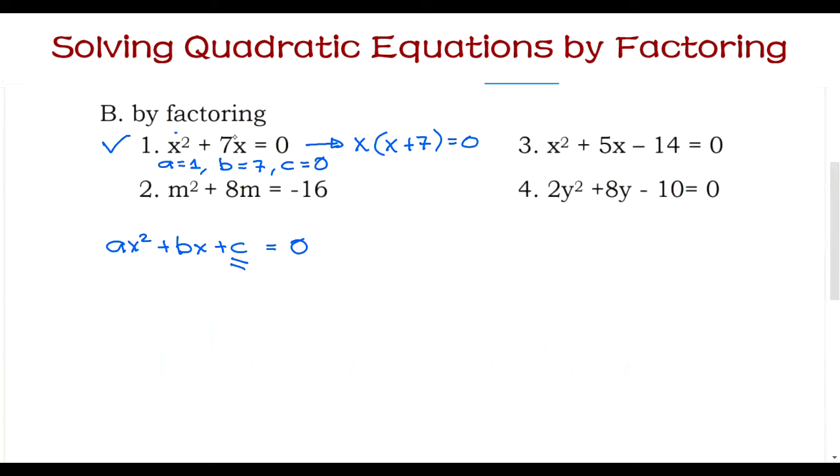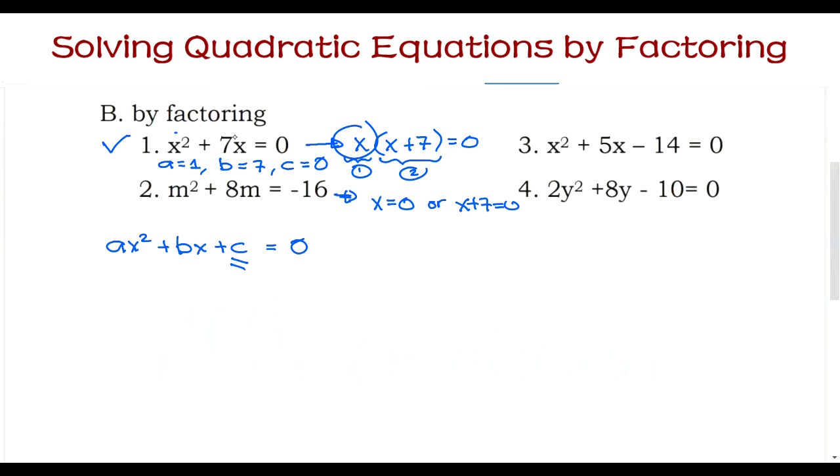And by the zero product property, anong ibig sabihin ng zero product property? Kapag meron tayong dalawang expression, ito yung unang expression, ito yung pangalawang expression, kapag may dalawa tayong expressions na pinag-multiply at ang sagot ay 0, ibig sabihin ang isa sa kanila ay 0. X can be 0. Ito yung unang expression. Or, yung second expression, which is x plus 7, is also 0. Or they can be both equal to 0.